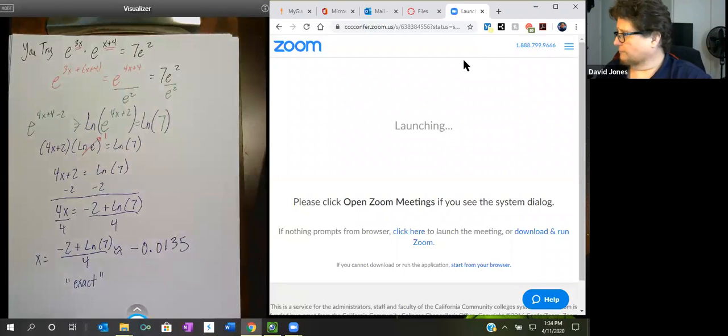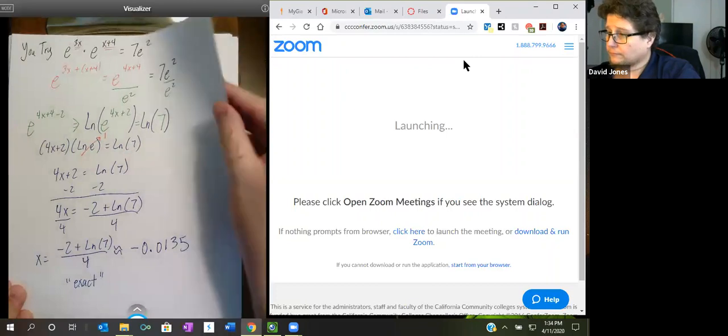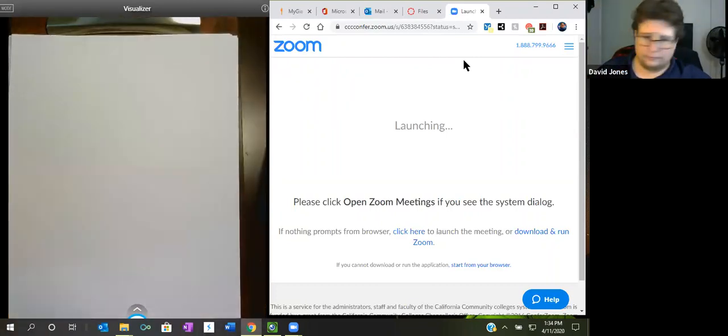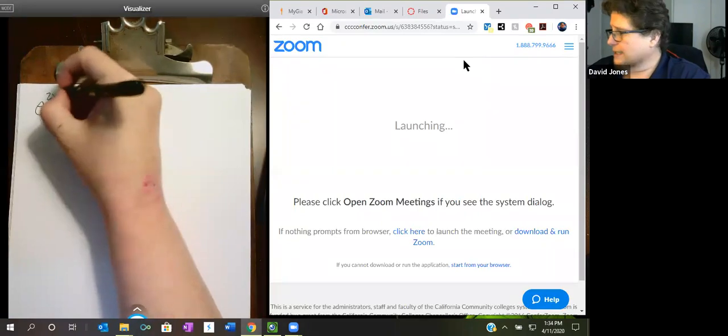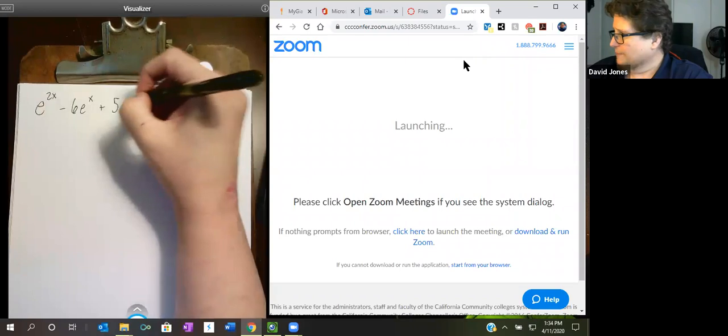All right. So that's how to solve some of those problems. Those are exponential problems. There's another form of the exponential problem. Let's take a gander at it. So here we're going to do something like this. We're going to have e to the 2x minus 6e to the x plus 5 equals 0.